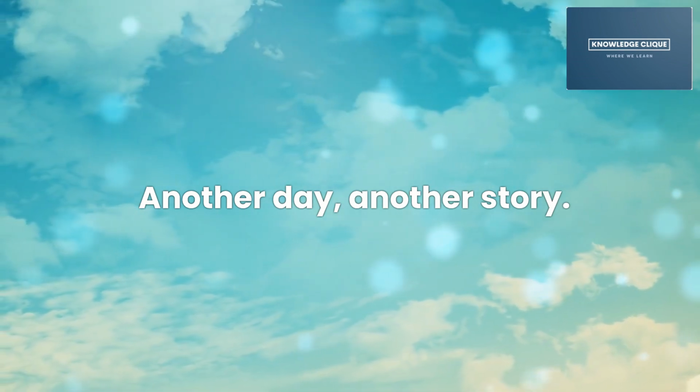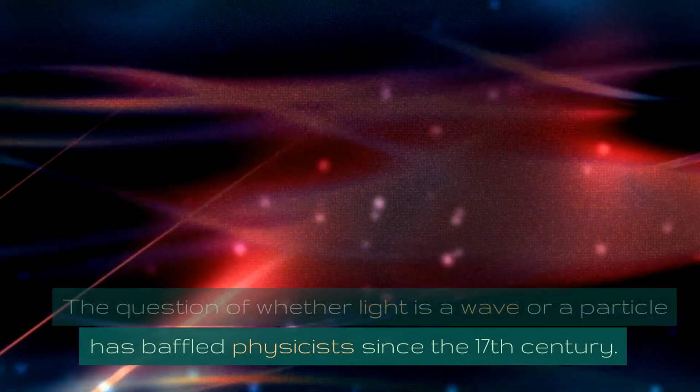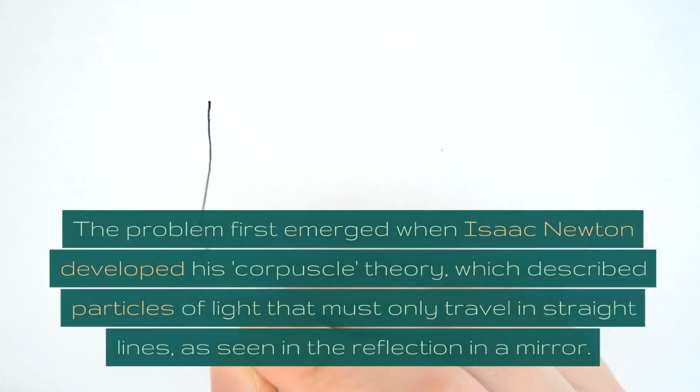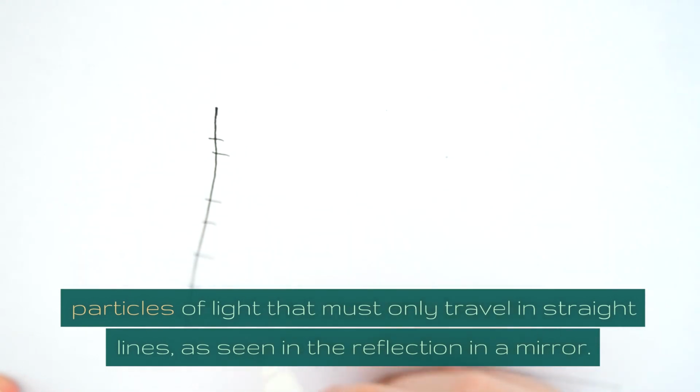The question of whether light is a wave or a particle has baffled physicists since the 17th century. The problem first emerged when Isaac Newton developed his corpuscle theory, which described particles of light that must only travel in straight lines, as seen in the reflection in a mirror.